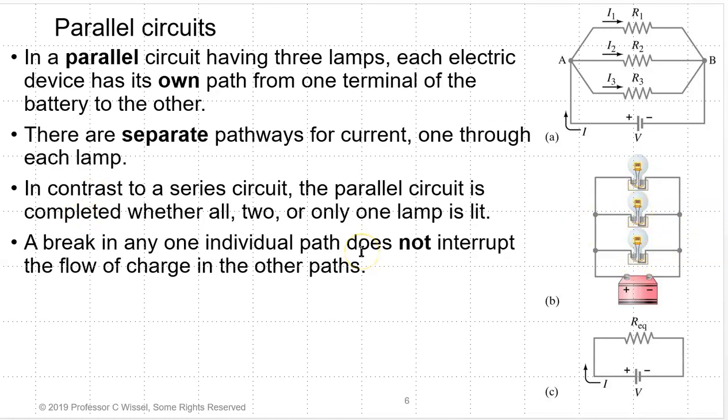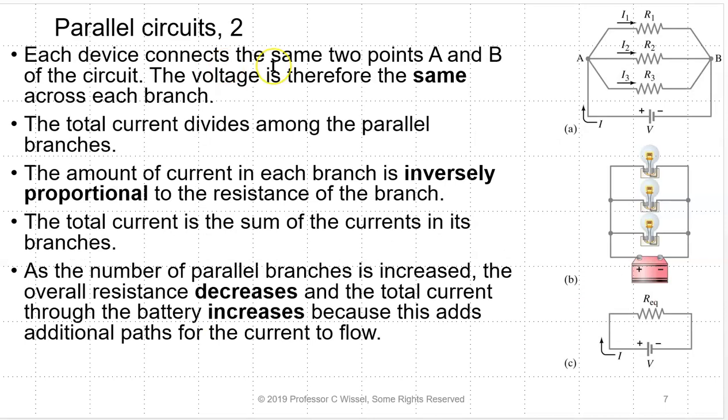A break in any individual path does not interrupt the flow of charge in the other paths, which is the advantage of a parallel circuit. Each device connects the same two points, A and B, of the circuit. Therefore, V_AB is the same for all of them. This voltage is the same as that voltage, the same as this voltage.